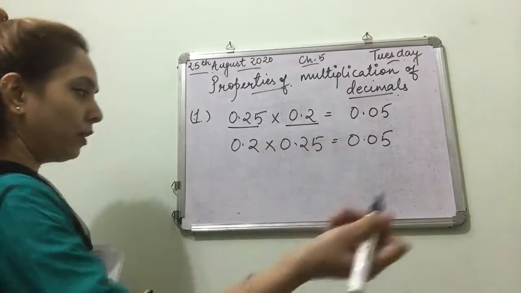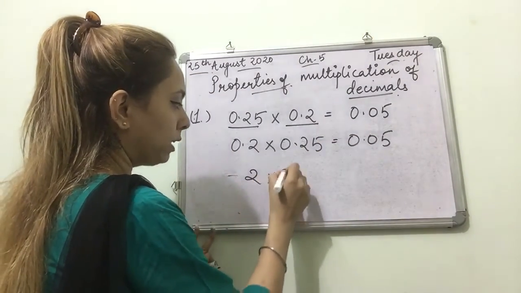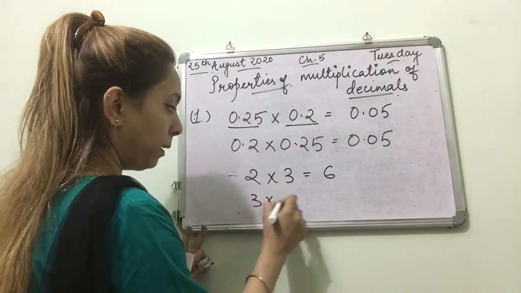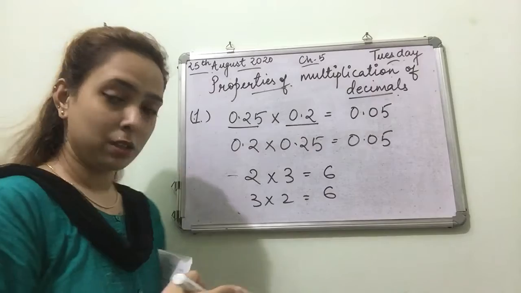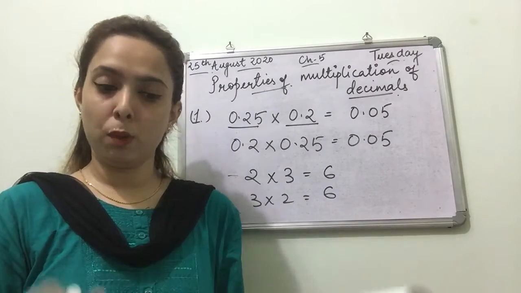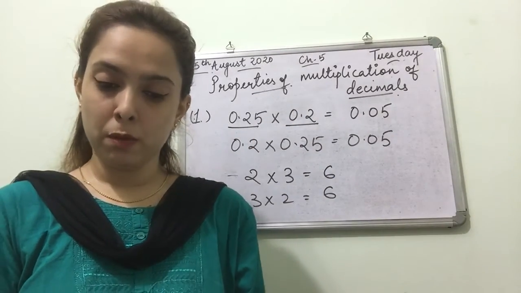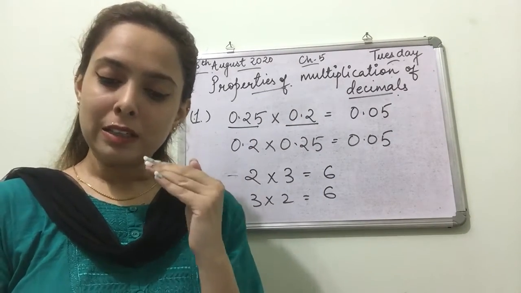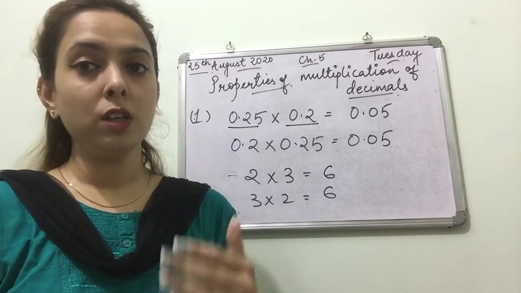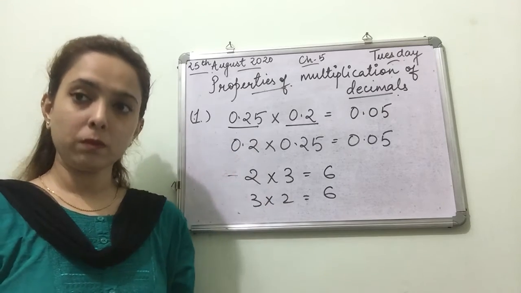Like suppose if we take a normal whole number, if I write 2 multiplied by 3, you will get 6. If I reverse the order, 3 multiplied by 2, your answer will remain the same. So the first property which is given in your book is the product of two decimal numbers remains the same even if their order of multiplication changes. So this is the first property.